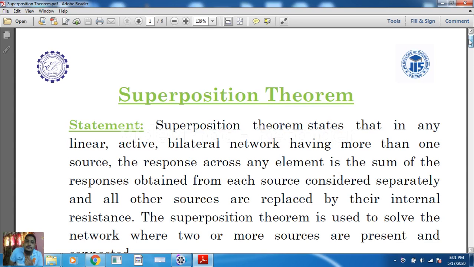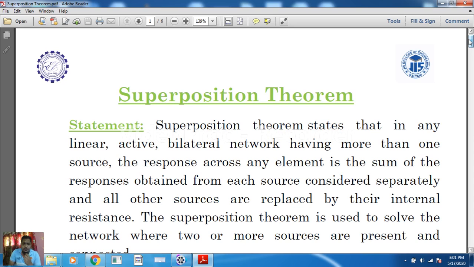Hello everyone. So today we are going to do superposition theorem. It is a part of the DC network theorem chapter of your syllabus. First we have to know where we can use this superposition theorem, how we can use it, and what is the procedure to solve it.